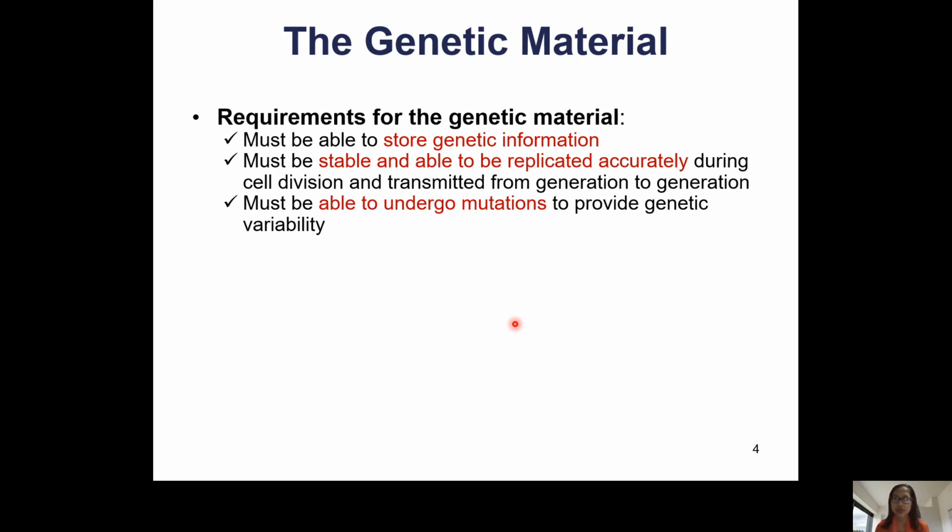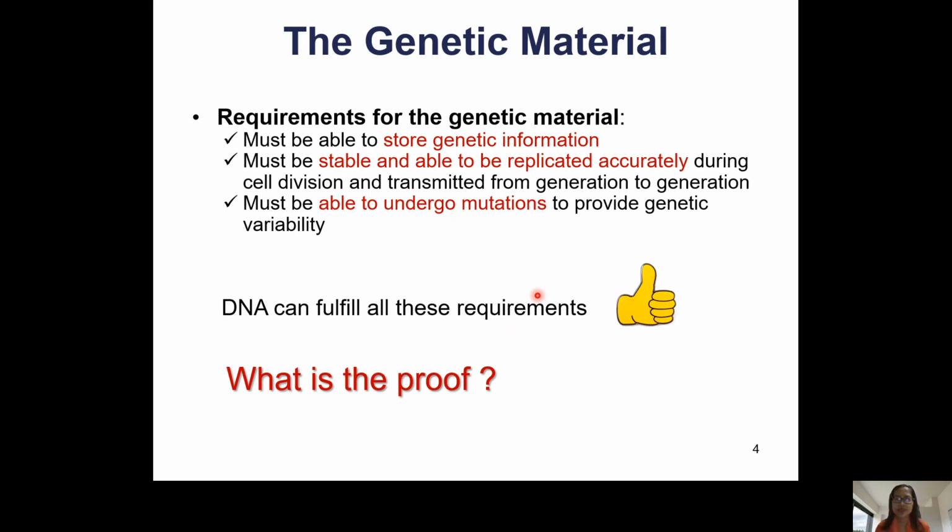So remember, three requirements for a material to be called a genetic material: store genetic information, be stable and able to be replicated accurately, and able to undergo mutations. So DNA can fulfill all these requirements. So what's the proof actually? Okay, let's see the proof.